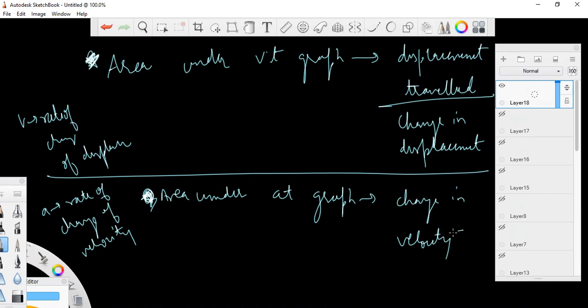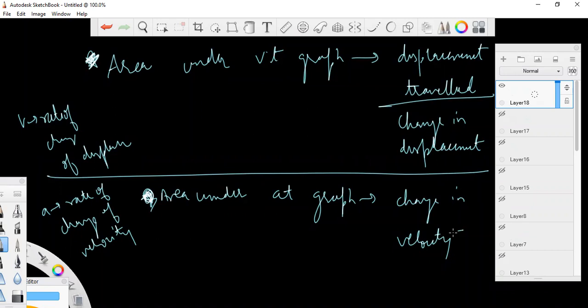The slope of the displacement graph will give you velocity. The slope of the velocity-time graph will give you acceleration. The area under the VT graph will give you the displacement traveled, or the change in displacement. And the area under the AT graph will give you the change in velocity. Is that okay? Yes, sir.